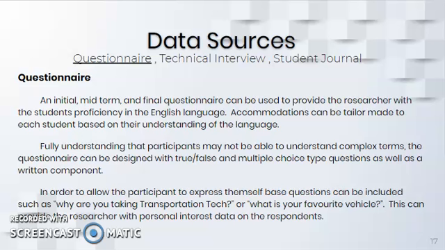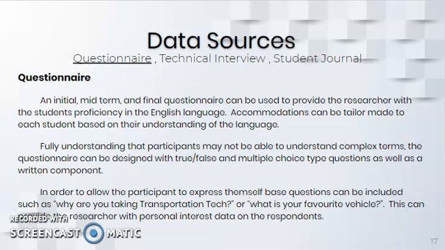Fully understanding that participants may not be able to understand complex terms, the questionnaire can be designed with true/false and multiple choice type questions, as well as a written component. The written component should be there, and this is just a questionnaire. It's not being marked. If they can't write a full sentence in English, that in itself is a data source, a data point.